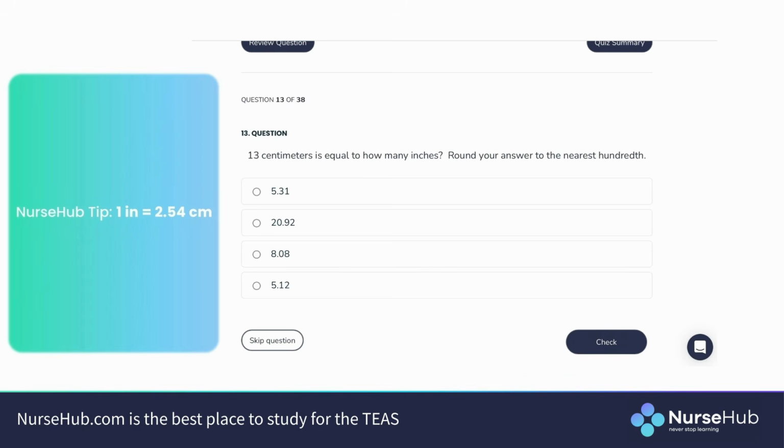Again, we're working with conversions. So we first have to highlight what conversion we're using. We're going from centimeters to inches. We know that 1 inch is equal to 2.54 centimeters. So again, we can just set up a proportion for us to use. We know that 1 inch is equal to 2.54 centimeters.